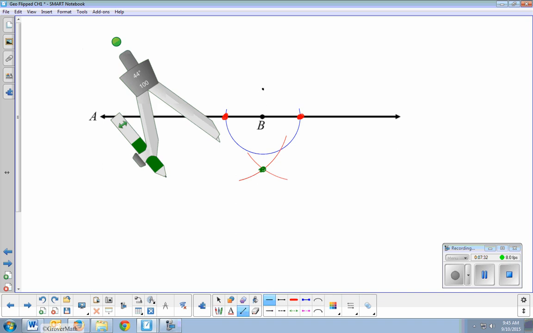All right, so that's what we're going to practice in class, the perpendicular through a point. See ya.